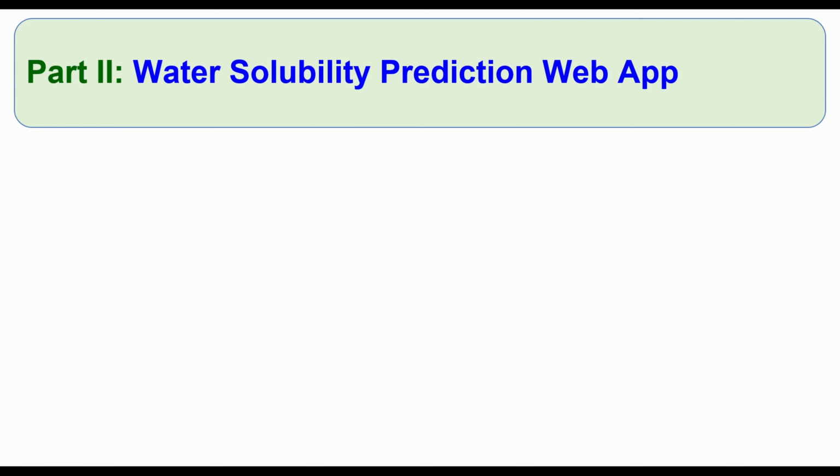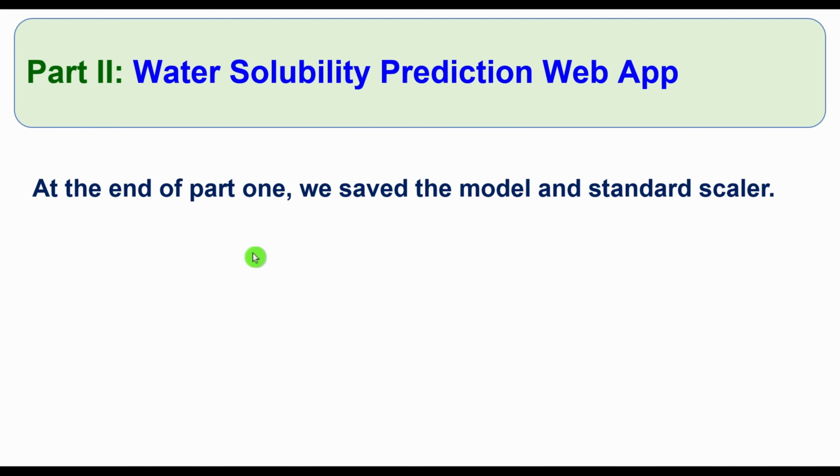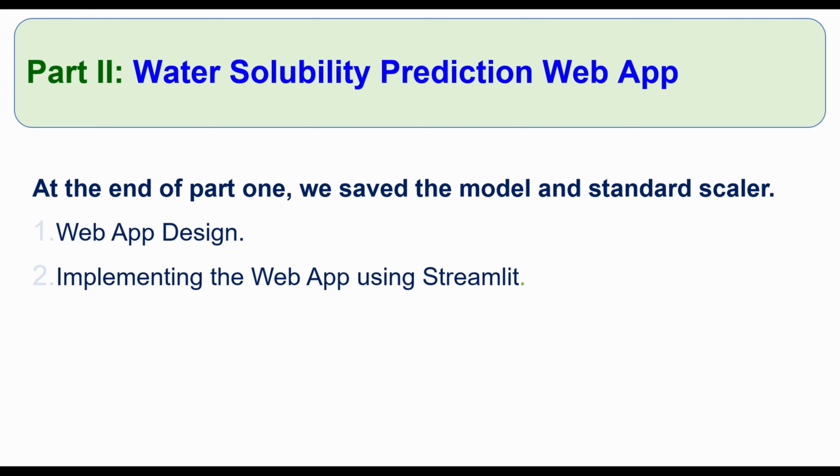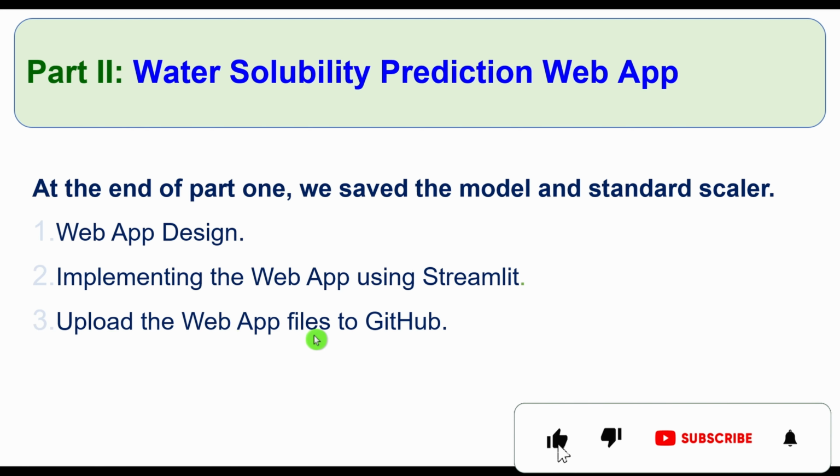Hi everyone, this is part 2 of the water solubility prediction web app. At the end of part 1, we already saved the model and the standard scalar. So in this part, we are going to focus on developing the web app design, implementing the web app using Streamlit, and upload the web app files to GitHub.